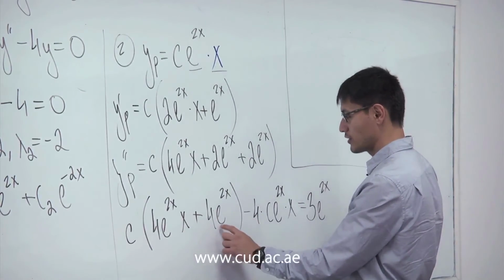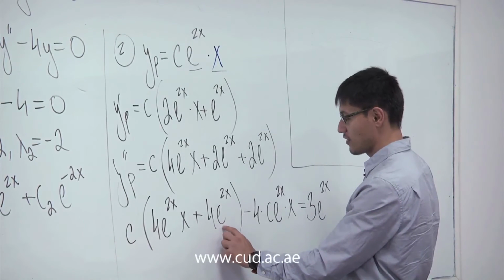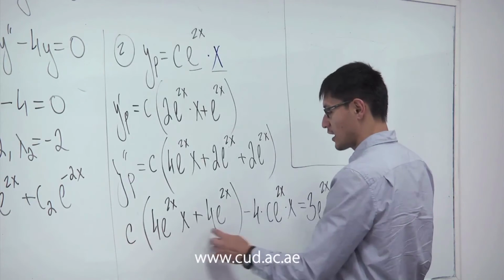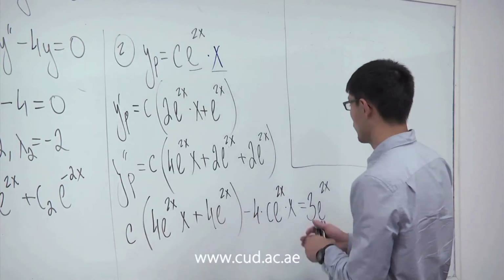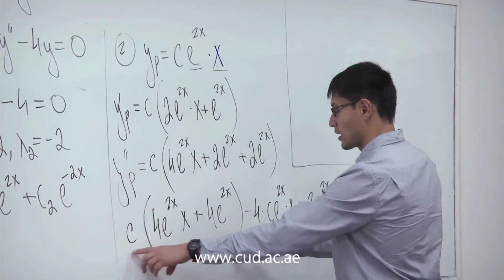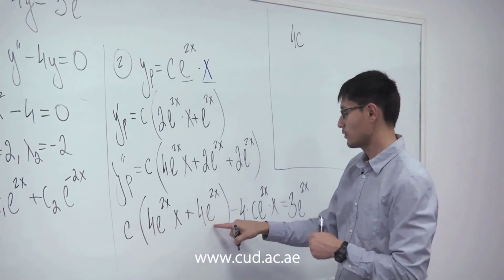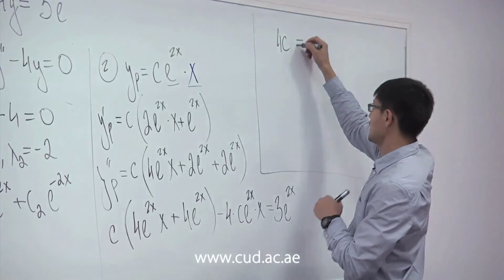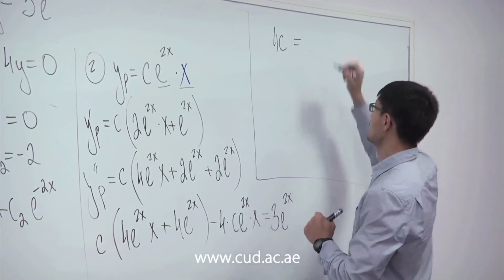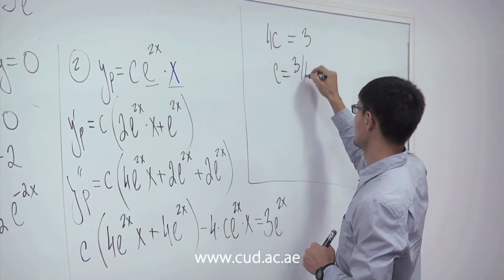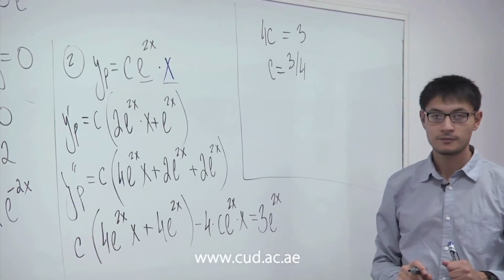So we're not going to consider them. The only term we're going to consider is this one, because it's the only one that's just e to the 2x. So on the left-hand side, we have c times 4e to the 2x. So the coefficient that I have to consider is 4 times c. That's the coefficient on the left-hand side of e to the 2x. And on the right-hand side, the coefficient of e to the 2x is equal to 3. So from there, it follows that c must be equal to 3 over 4.